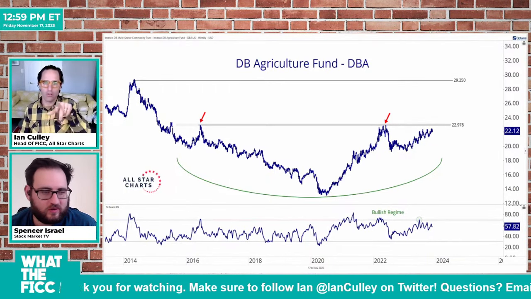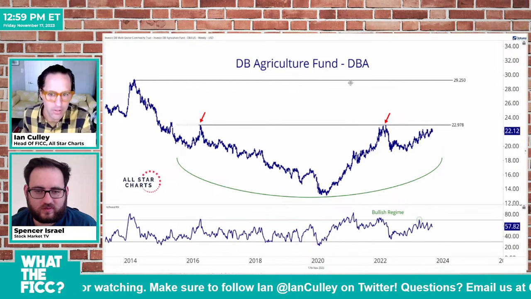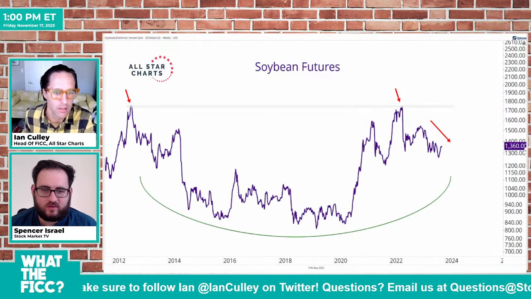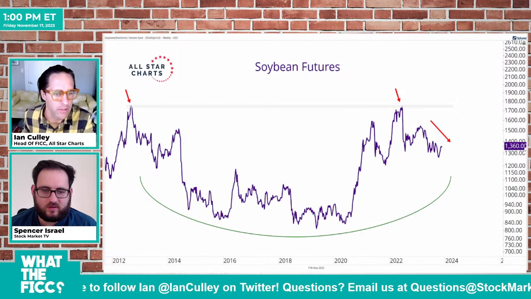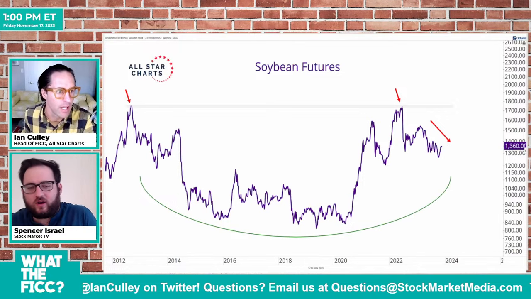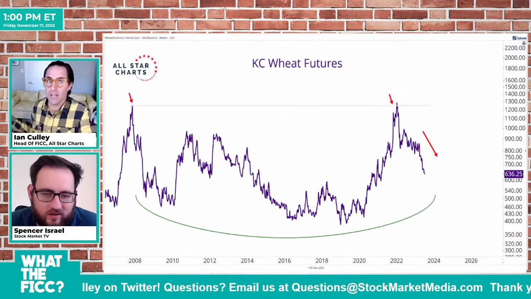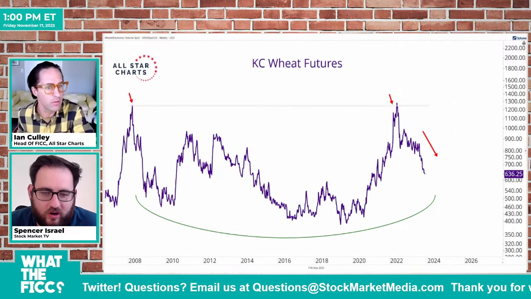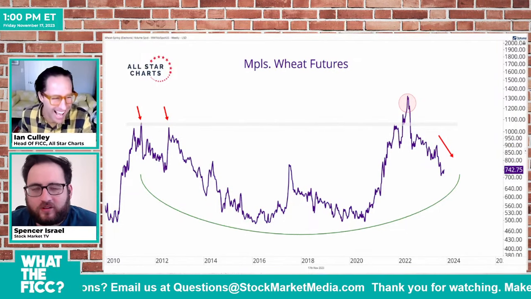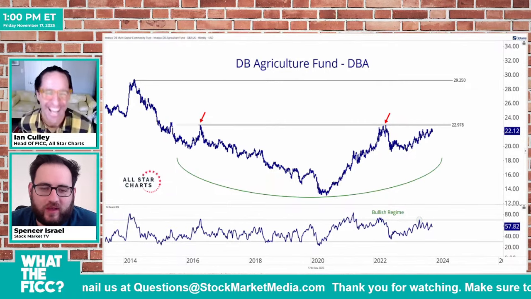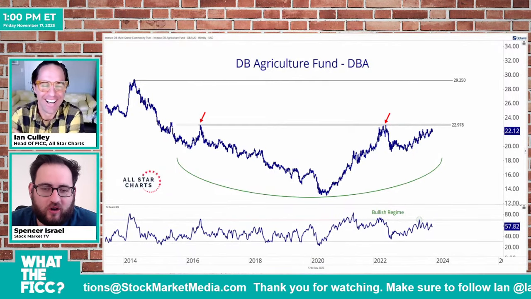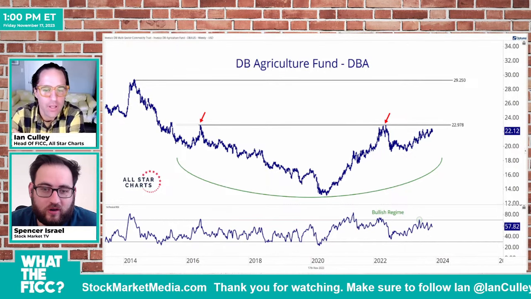Right. You could also look at this chart and say, "Wow, DBA never made it back up to its 2014 highs." Well, soybeans did. Soybeans actually took out the 2014 highs and hit the 2012 highs. KC Wheat, new all-time high. Minneapolis Wheat too. I'm mostly referring to the last 2 years, though, the right side of the chart. This does not look at all like the charts that you just showed.